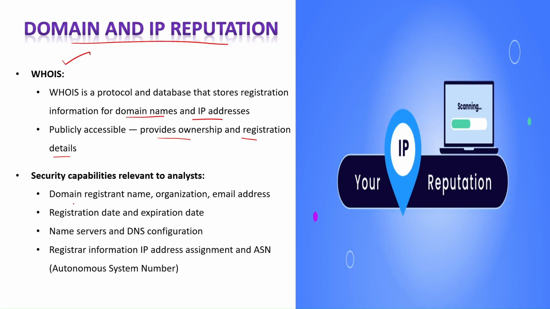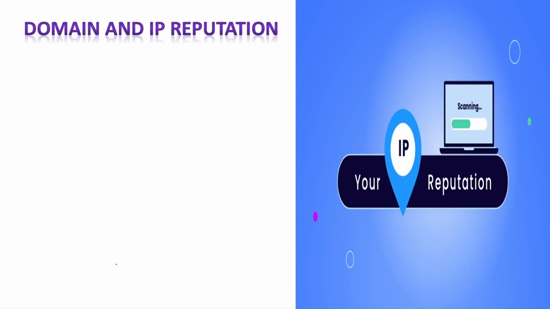These include the domain registrant name, organization, and email address, registration date and expiration date, name server and DNS configuration, registrar information, IP address assignment, and ASN, that is, autonomous system number.